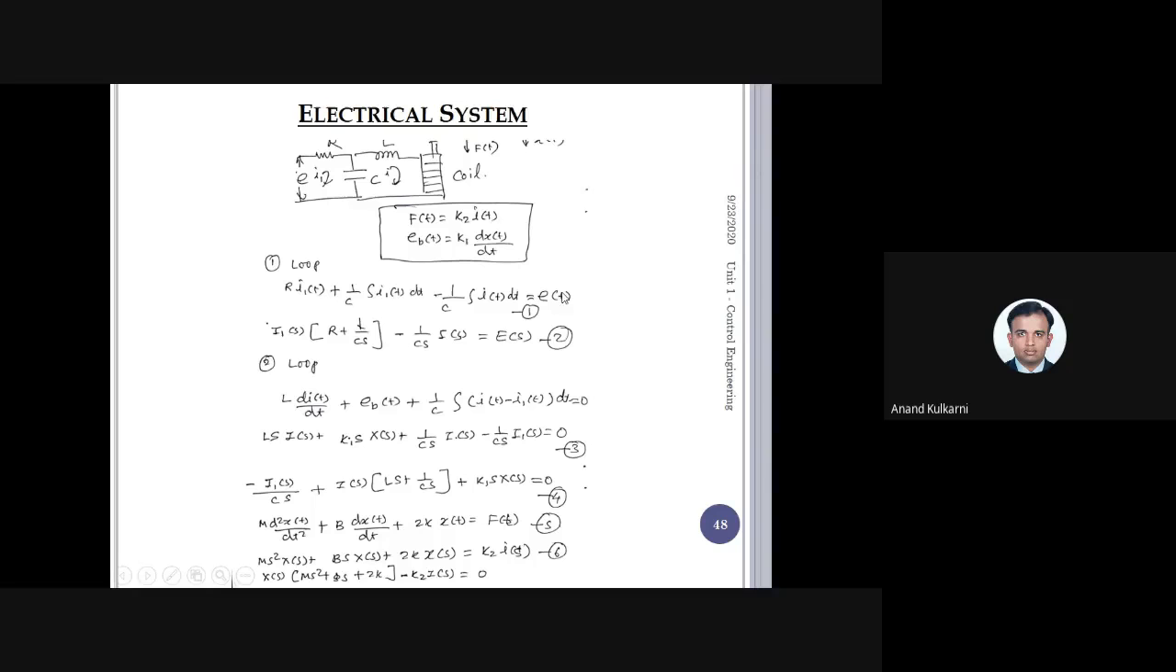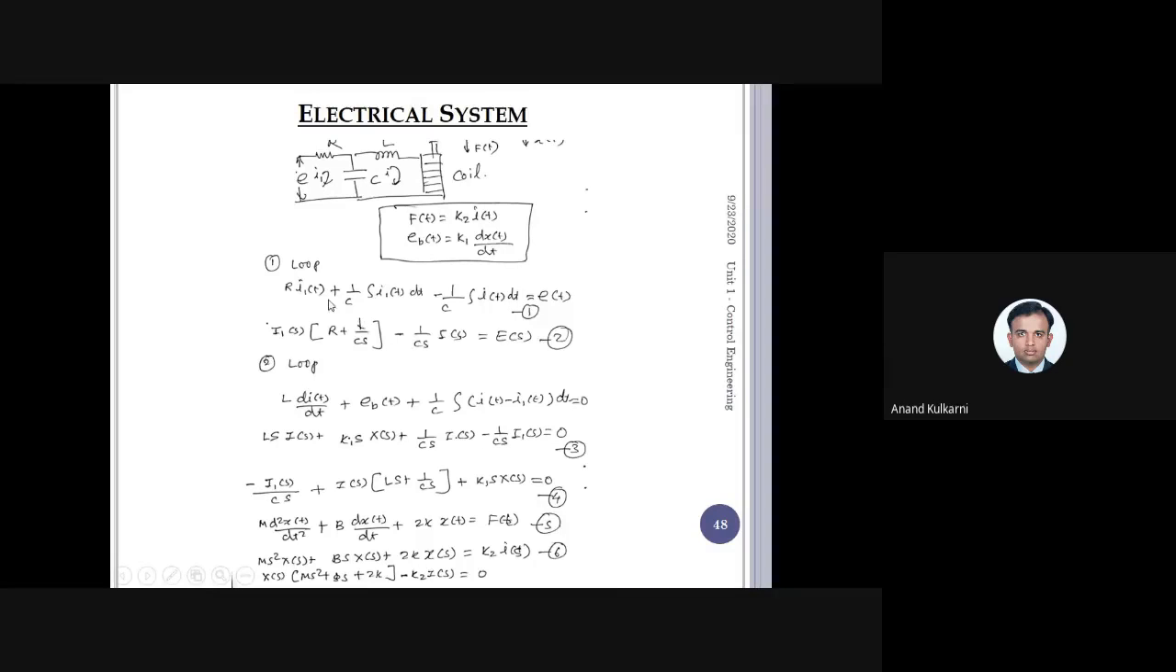So that should be equal to the external voltage. Then I will take I1 as common. If I take the Laplace transform of this, I have not written down that equation: R into I1 of S, plus 1 upon Cs I1 of S minus 1 upon Cs I2 of S, is equal to E of S.